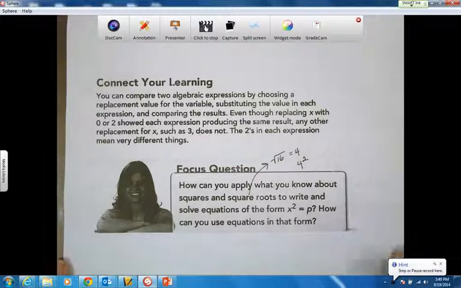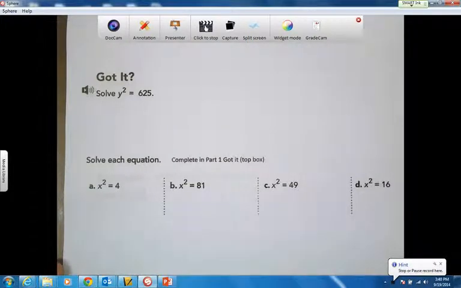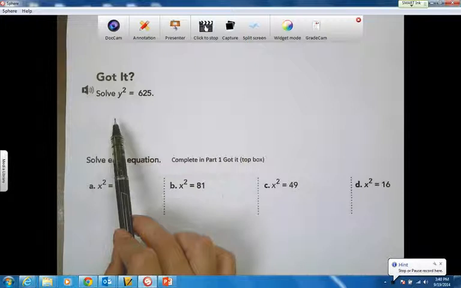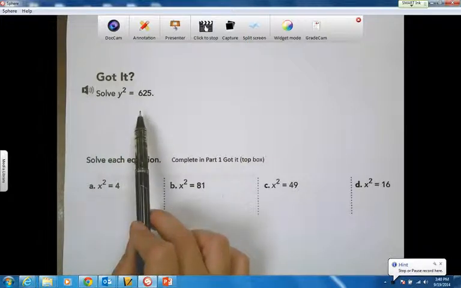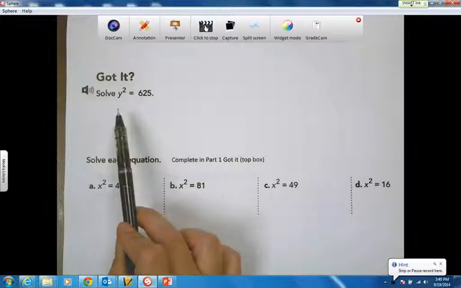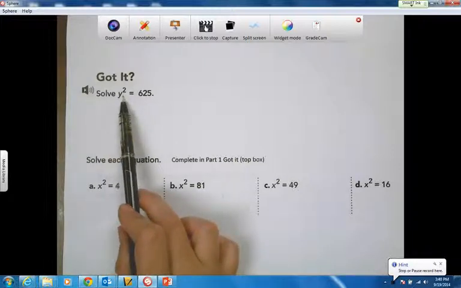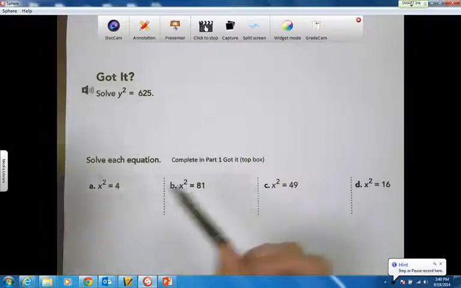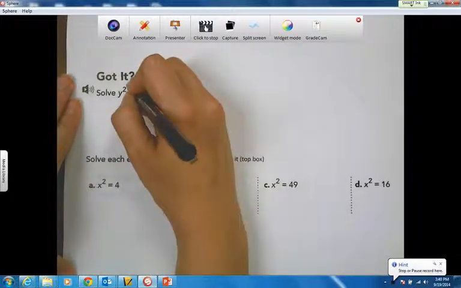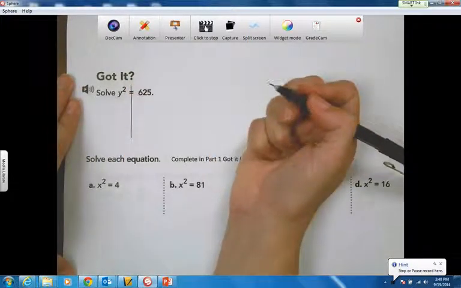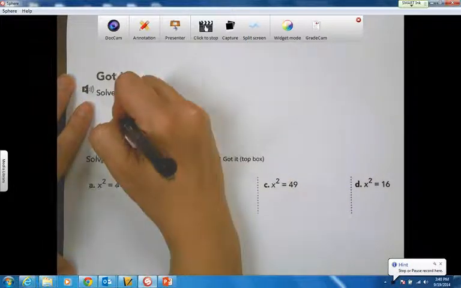All right, go ahead and turn your page to the Got It. This Got It is written directly in your book. It's the first one on your page, and we're going to learn how to solve this. This is pretty easy. It says blank times itself is 625. The way we're going to solve this is just like working with an equation, like we did in topic 2. We have two sides to this equation, and we're going to undo it.